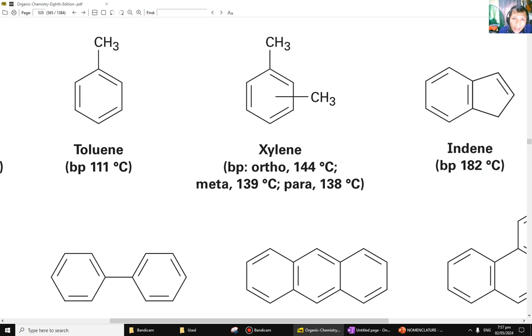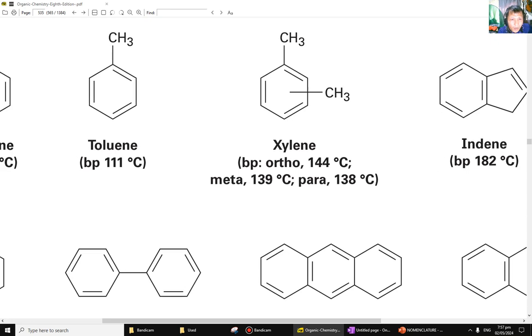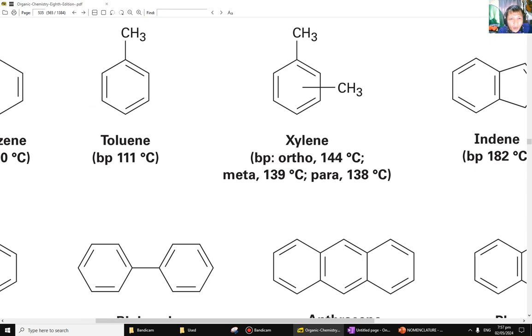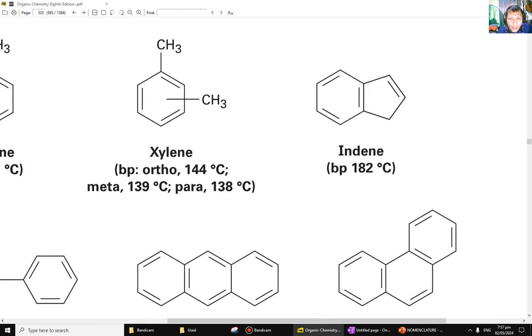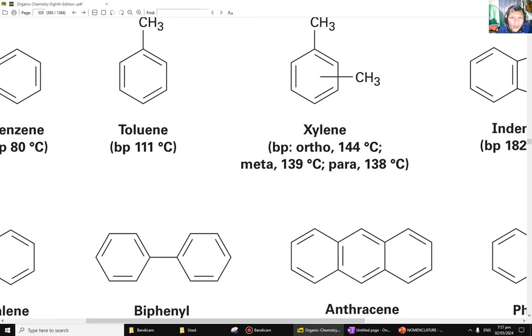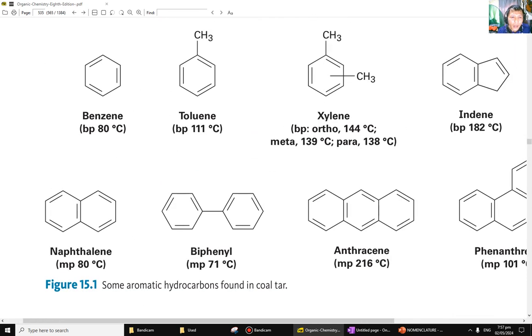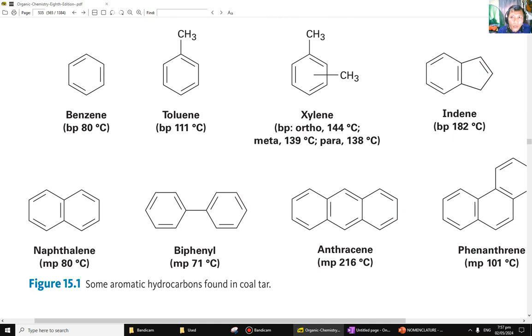And then another one is xylene. Xylene is a benzene with methyl groups, and those methyl groups are usually in the ortho position. But anyway, xylene is also common, so we have to be familiarized with them. Indene is not so common, but anyway, we have it. You can still use some of these basic compounds for arene during quizzes and exams.